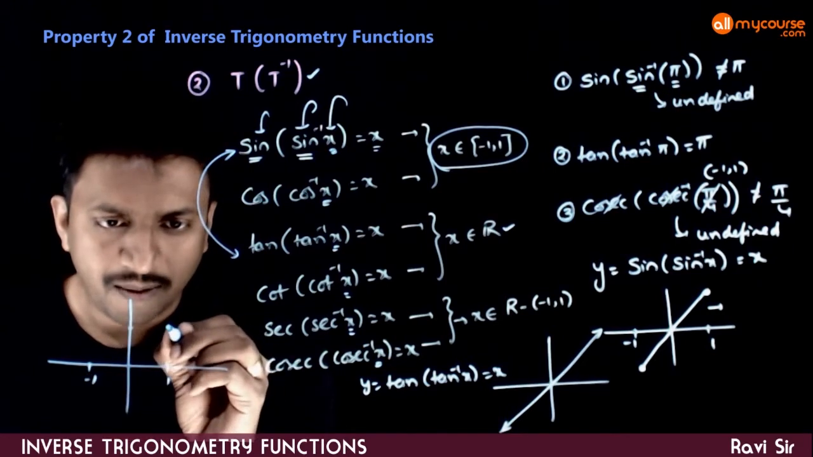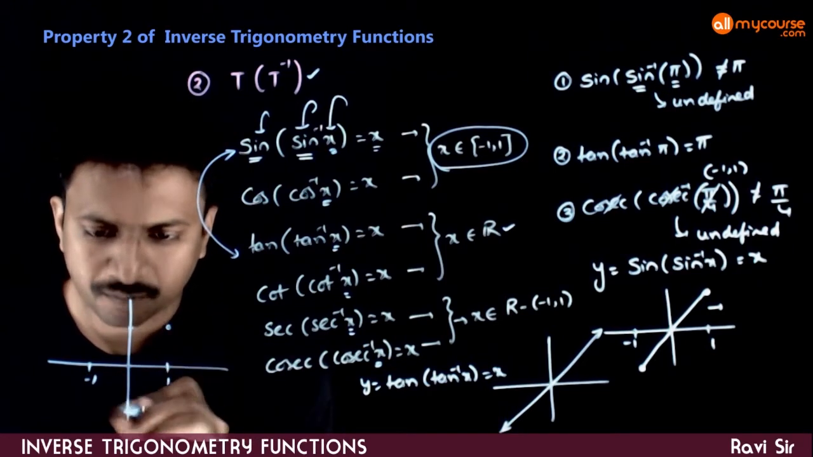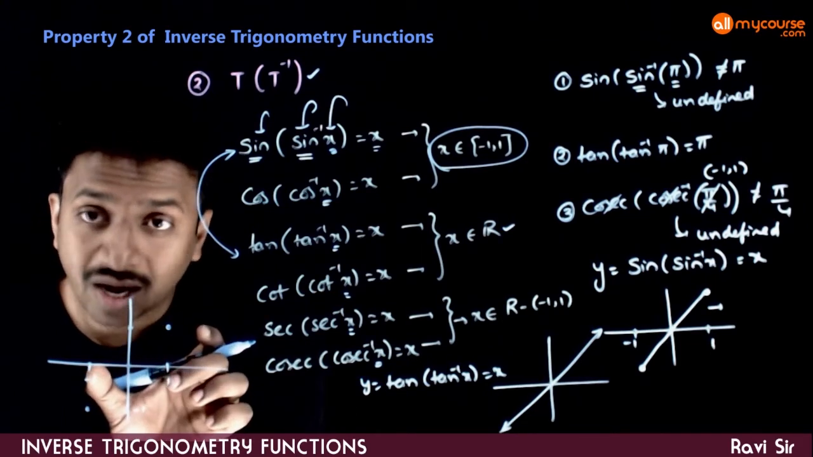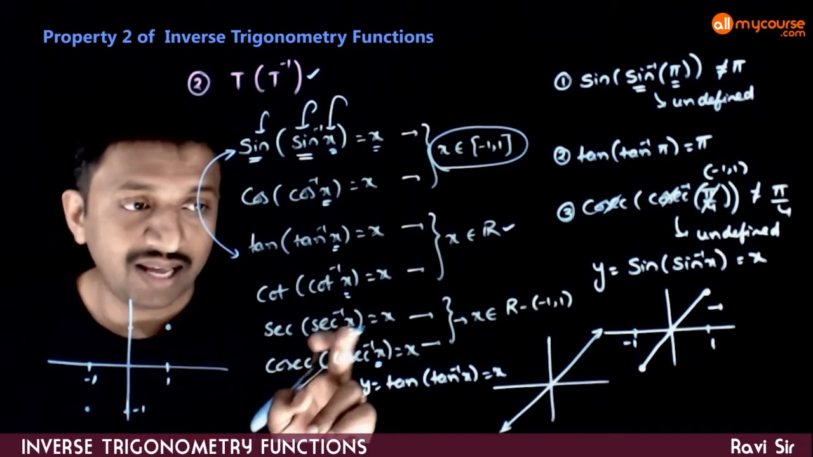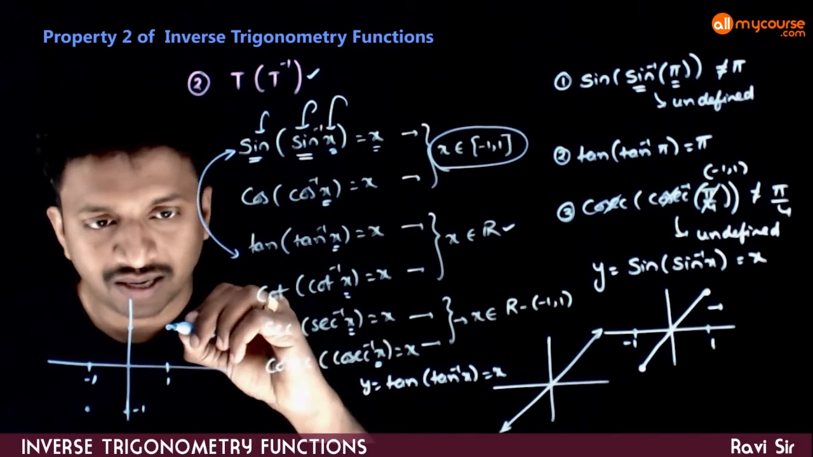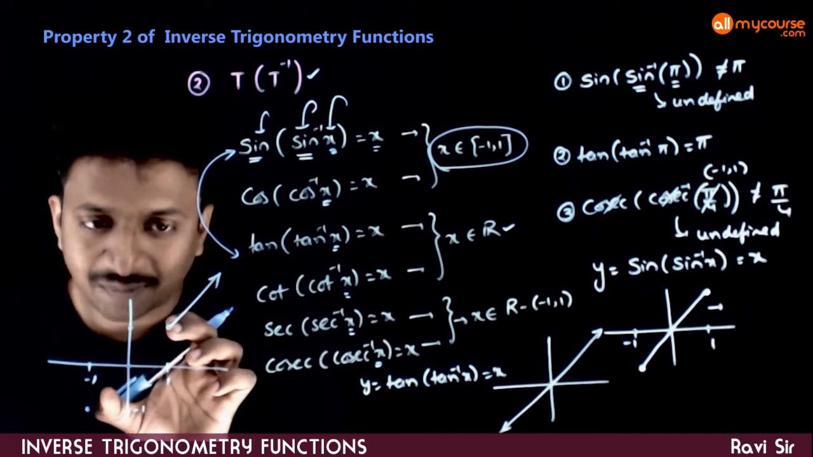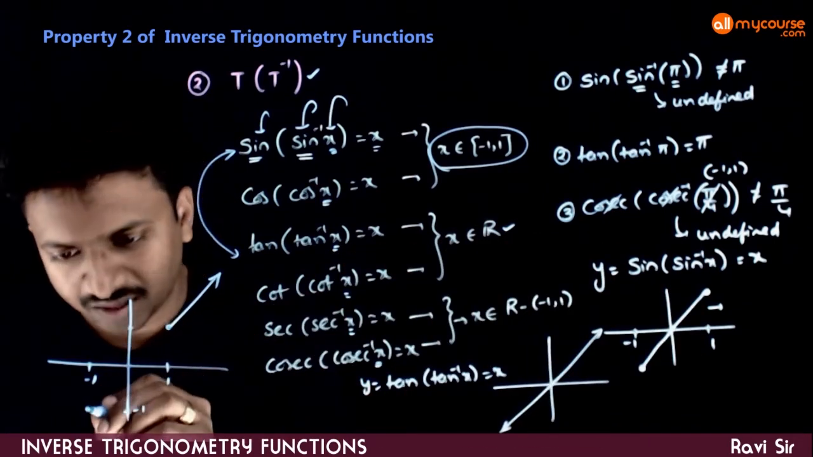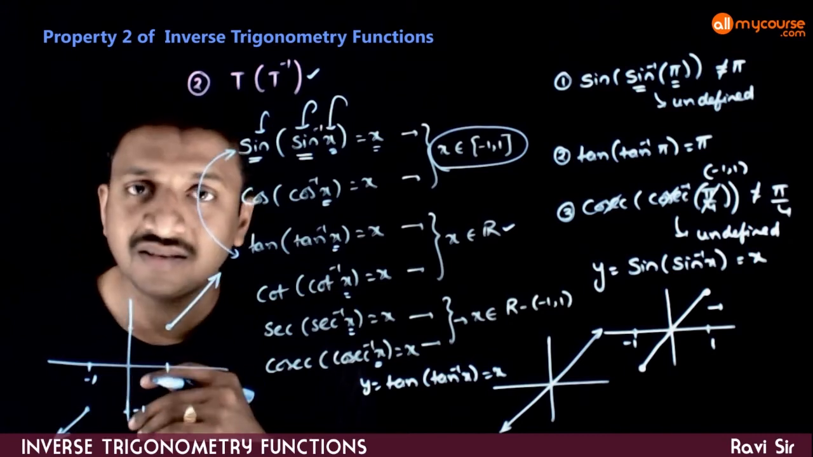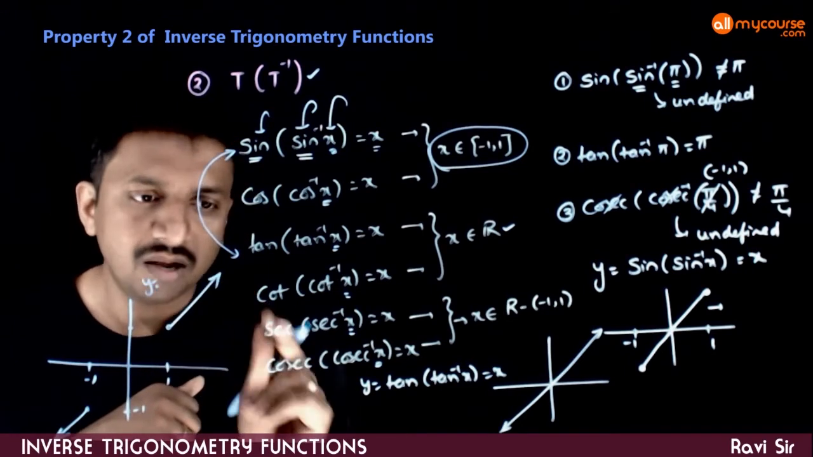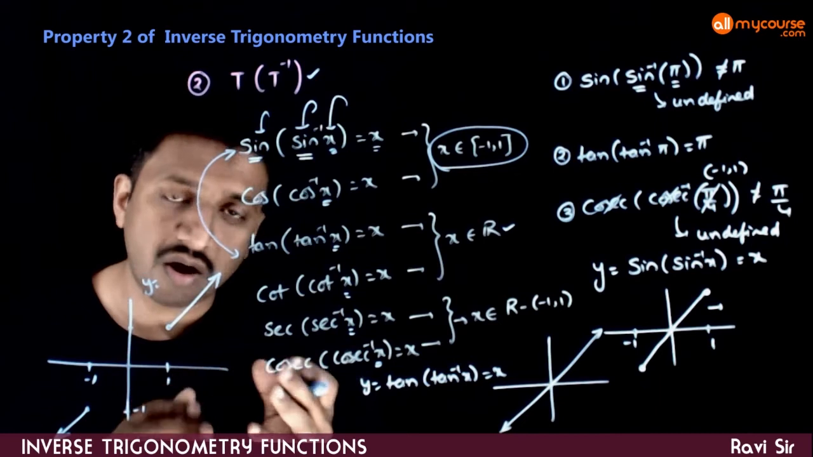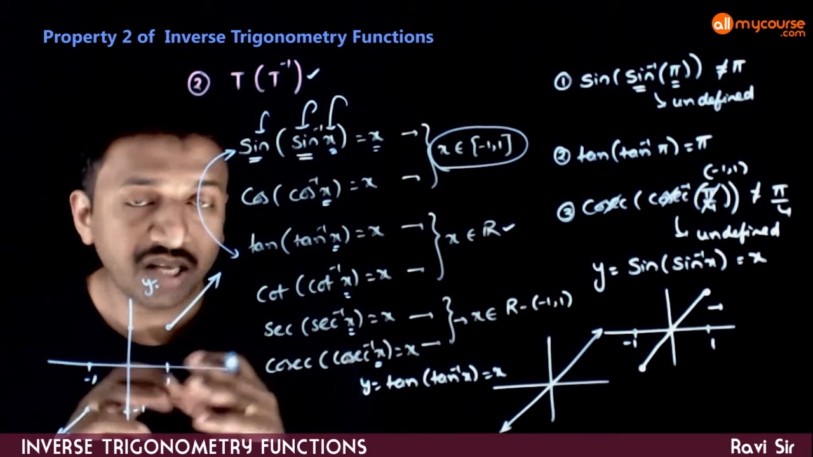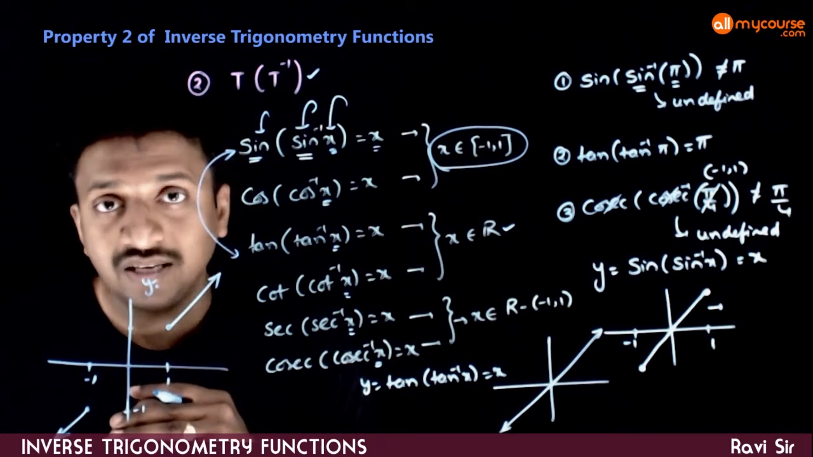Now here the graph does not lie between -1 and +1. Again, this graph is the same as y equals x, except this line segment which corresponds to sine. So you get a graph like this for y equals secant of secant inverse x or cosecant of cosecant inverse x. I hope you understand what this property says.